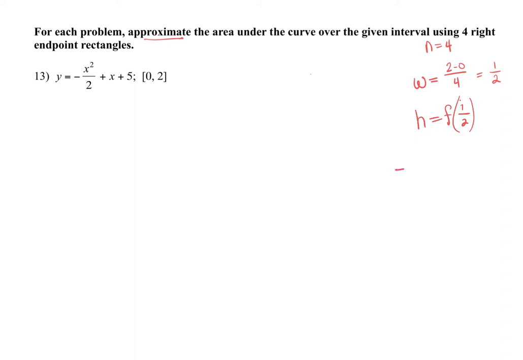So I'm going to say negative I over 2 squared all over 2 plus I over 2 plus 5. I over 2 squared is I squared over 4. Over 2 is I squared over 8. So all right, that is my height. All right.